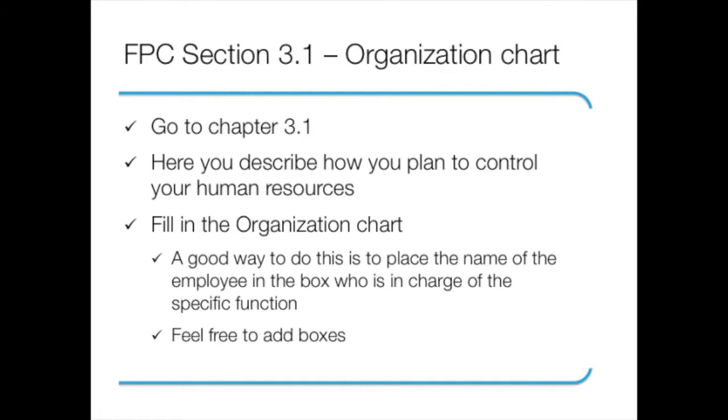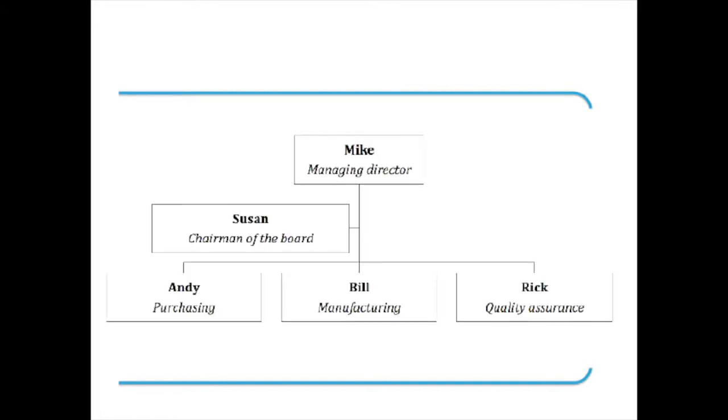Now we need to fill out the organization chart that we use to define the relationship between your employees. There isn't really any proper way to do this, but a good way is to place the name of the employee in the box who is in charge of the specific function. If you want to, you can always add more boxes both horizontally and vertically. These new boxes can include totally new tasks like billing or go into more detail like cutting, assembly, and final inspection under manufacturing. At this point though, you can leave the box for the responsible welding coordinator empty, as we'll return to it later when we are talking about welding. After you're done, the chart should look something like this.